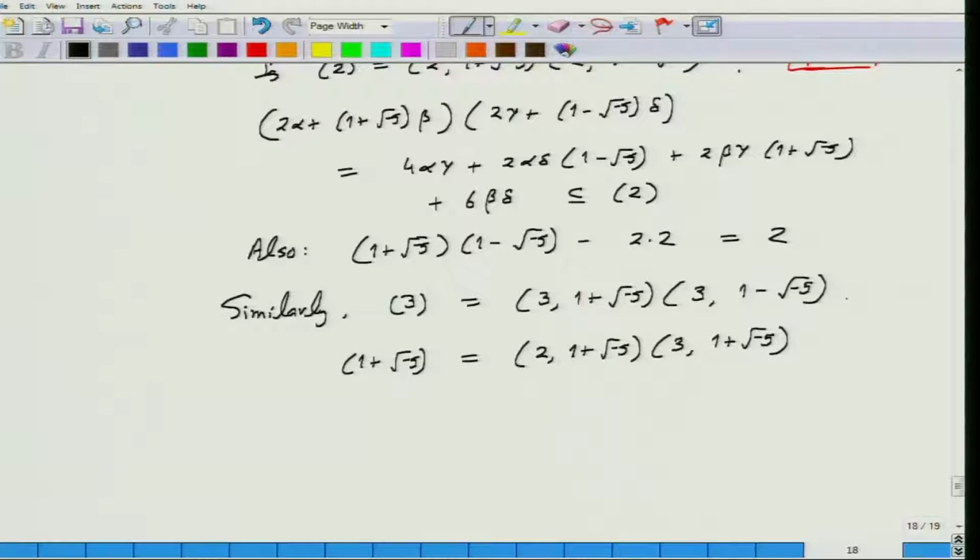3 into 1 plus square root of minus 5, minus 2 into 1. Wait a minute. Now, we have to show an element of here times an element of here, and maybe some finite sums of such elements, is equal to 1 plus square root of minus 5. So what is that equation you are saying? 2 into 1 plus square root of minus 5.